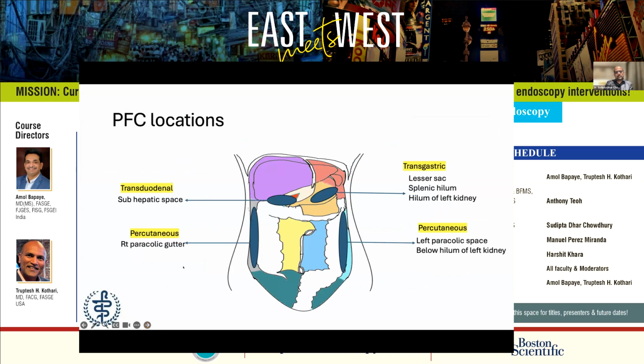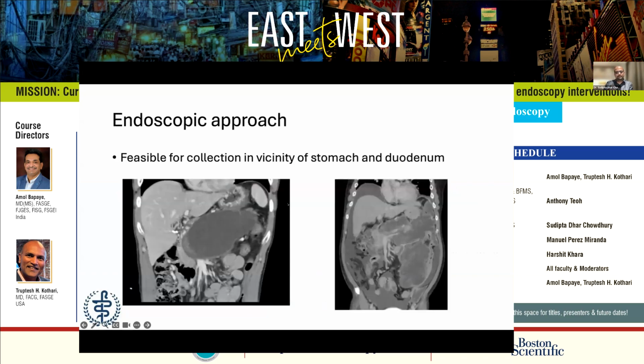So in acute pancreatitis, fluid collections can occur in the lesser sac, around the splenic hilum or the hilum of the left kidney, and these can be easily drained through the transgastric approach. However, collections in the left or the right paracolic gutter are better dealt with by the percutaneous route. One important area of collection formation is the subhepatic location, and because that area is predominantly a peritoneal location, ideally it should be drained with a transduodenal approach. But again, this is one area where, if there's attempted drainage, there's a risk of fluid leakage and peritonitis.